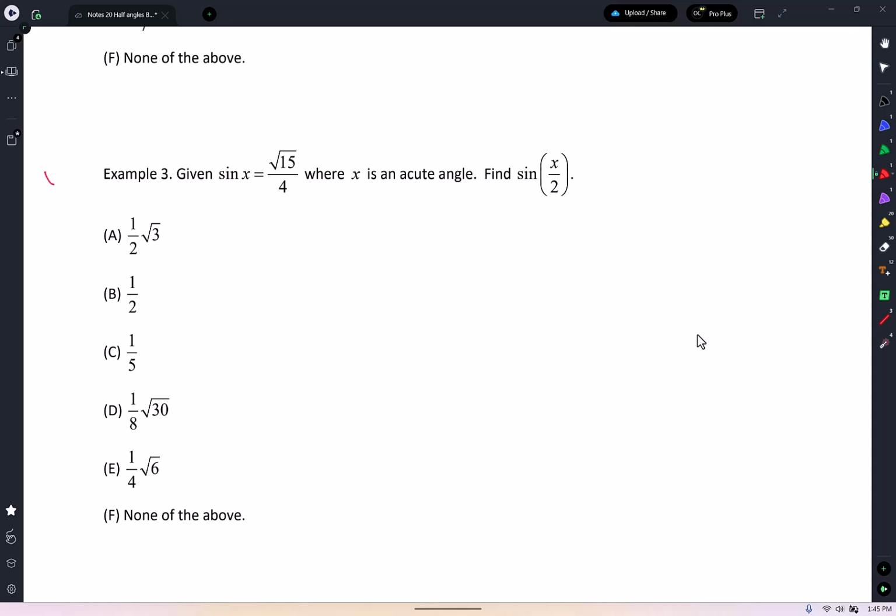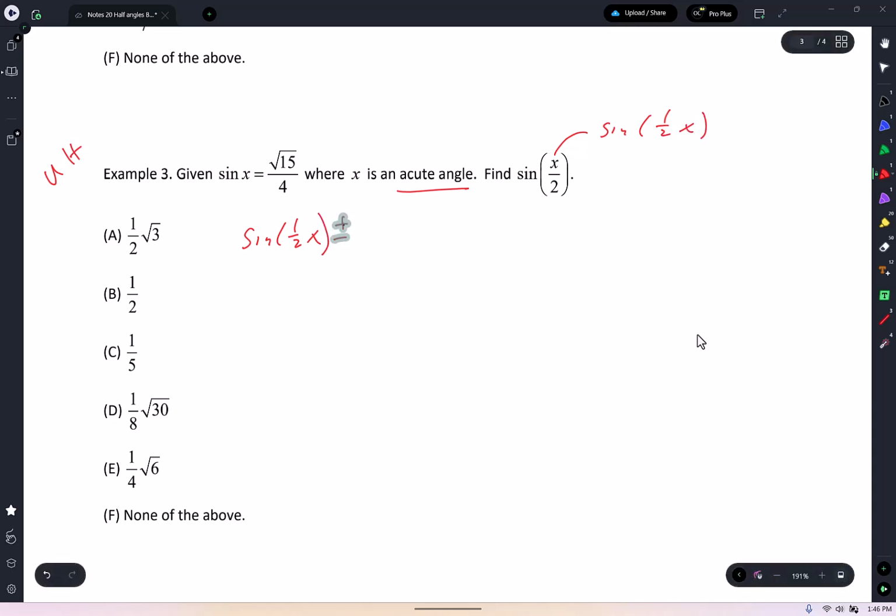Example 3. This is from UH. Given sine x is square root of 15/4, where x is an acute angle. So if it's an acute angle, all of them are going to be positive. The output's going to be positive. Find sine x/2. Child, what do you mean by positive? You know the formula for sine half x, so that's a half angle. That's the same thing as sine half x. Has a plus minus on the outside.